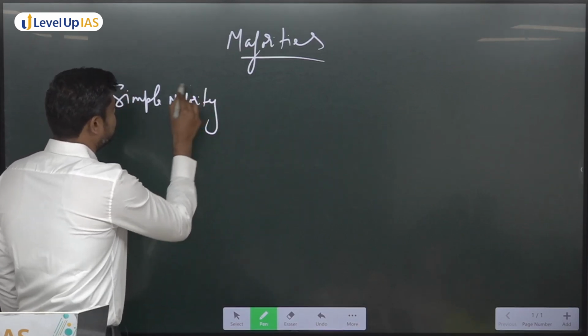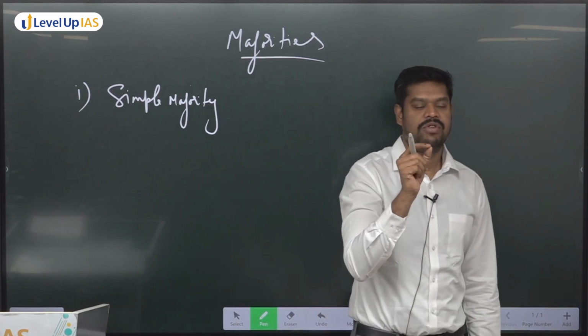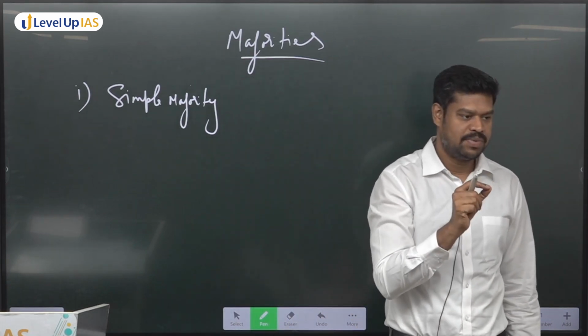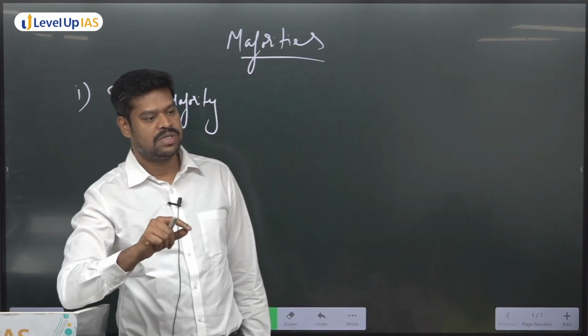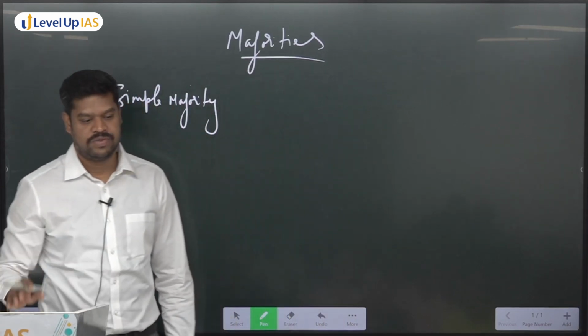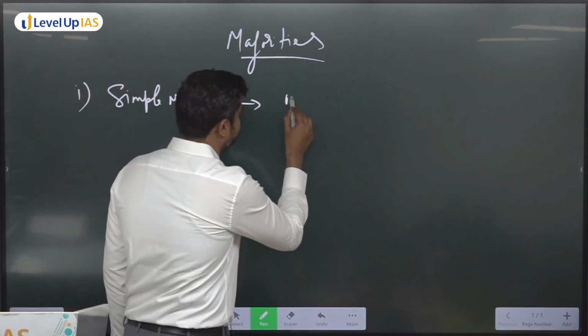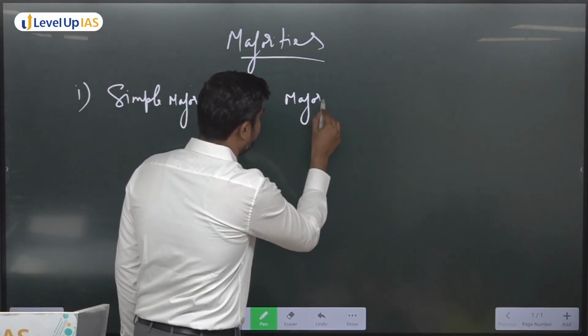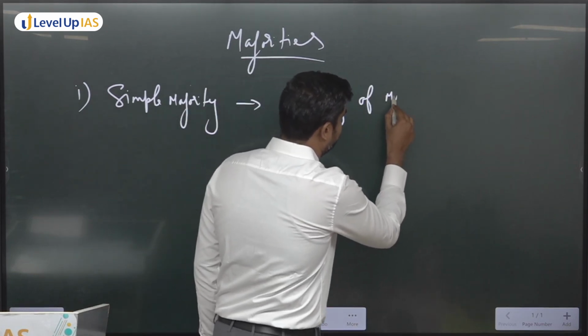The majority of the members present as well as voting. So what is the key information that we need to have to calculate the simple majority? We should be aware of how many are present in the house as well as voting in the house. Without this information, you will not be able to calculate. So it is nothing but the majority of the members present and voting who are voting in favor of a particular proposal. Majority of members present and voting in both the houses.